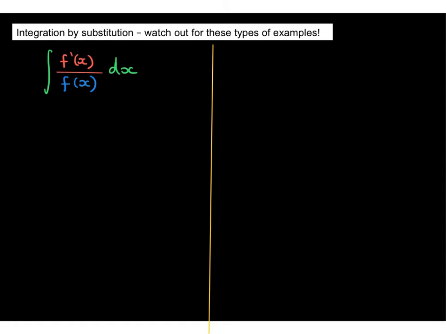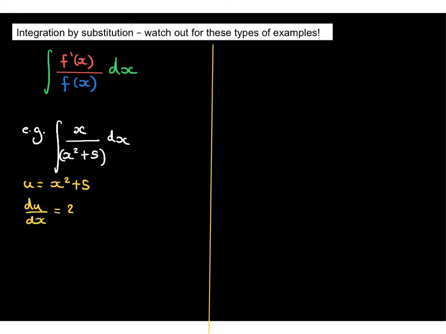To give you an example of such an integral, let's suppose we had x over x squared plus 5, which we're integrating. If we let u equal x squared plus 5, we can see that du by dx is equal to 2x, which is a multiple of the function in the numerator.